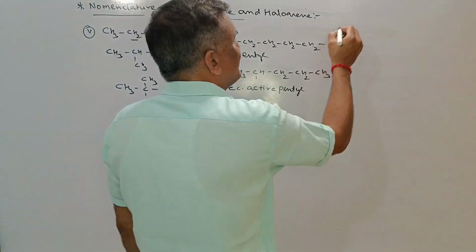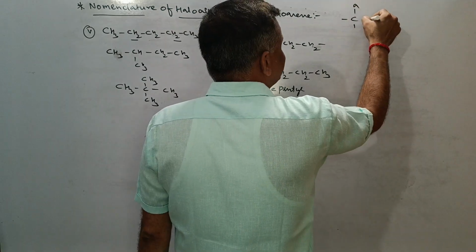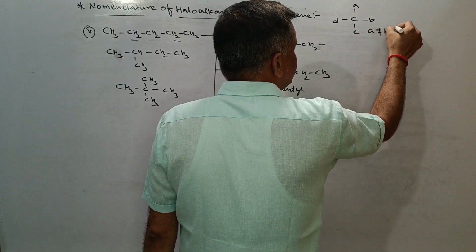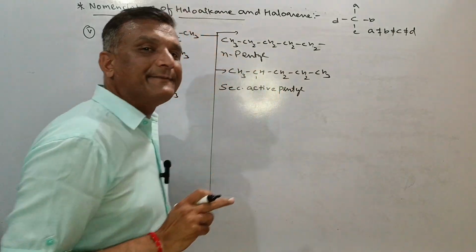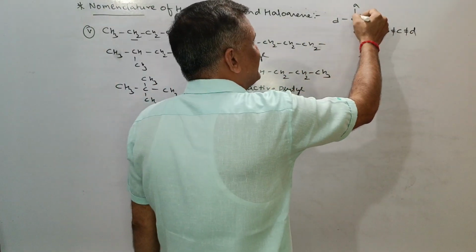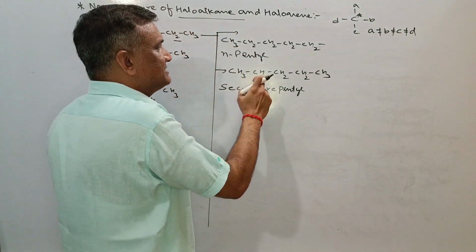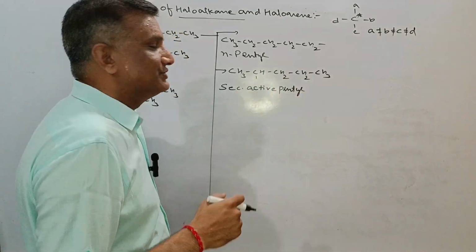The condition for this is that all 4 groups attached to that carbon, A, B, C, D, are different. Meaning A is not equal to B, is not equal to C, is not equal to D. This condition will be followed for it. So that's why it is called active. Because of this, the carbon is called active whenever it has different groups, and it has one of the CH3, one of the H, one of the long chain, and another 4th group attached.